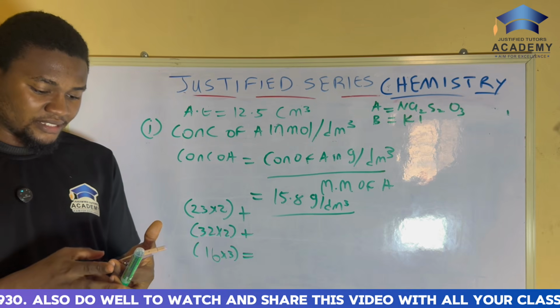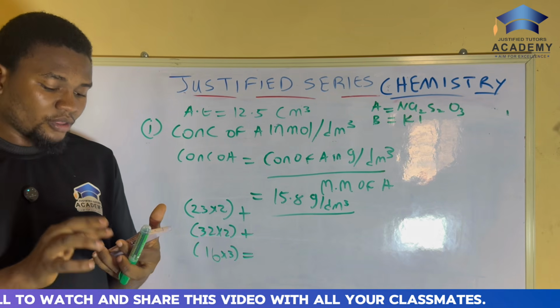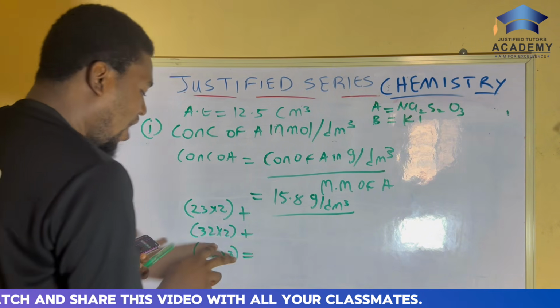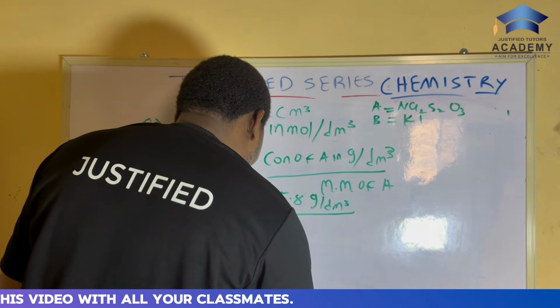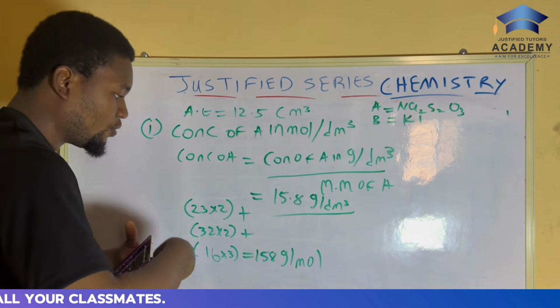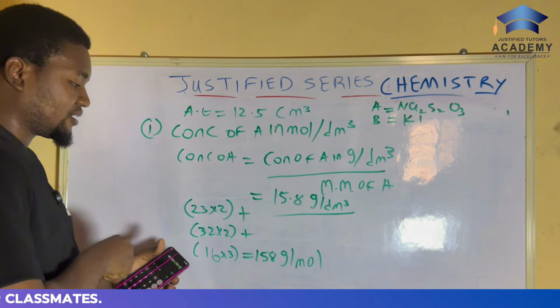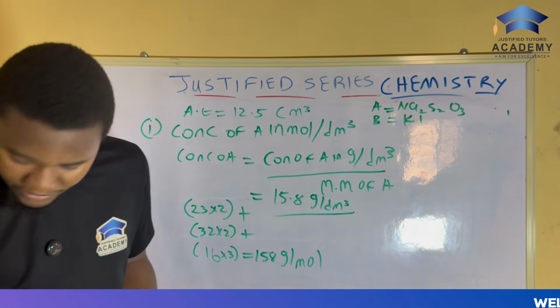Is 48. Yes, it's 48. Now our molar mass is 158 gram per mole. So we now have our molar mass, right? We will now divide this by this one. That's how you do it.